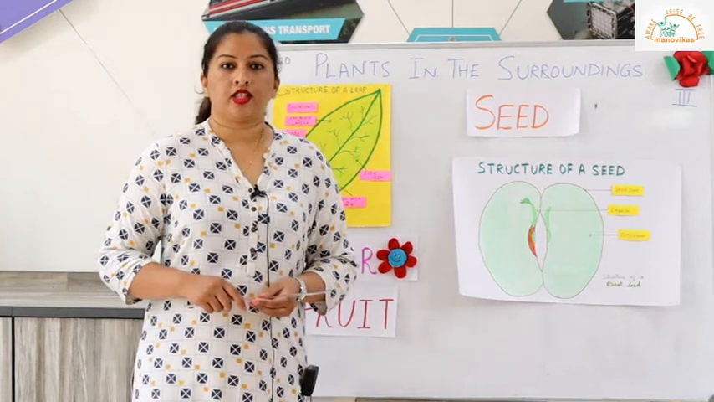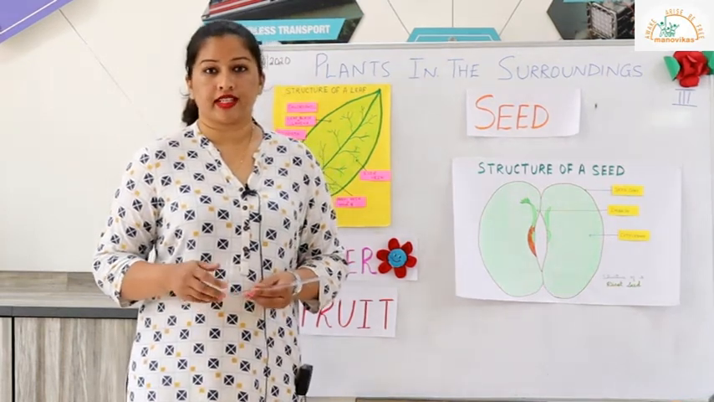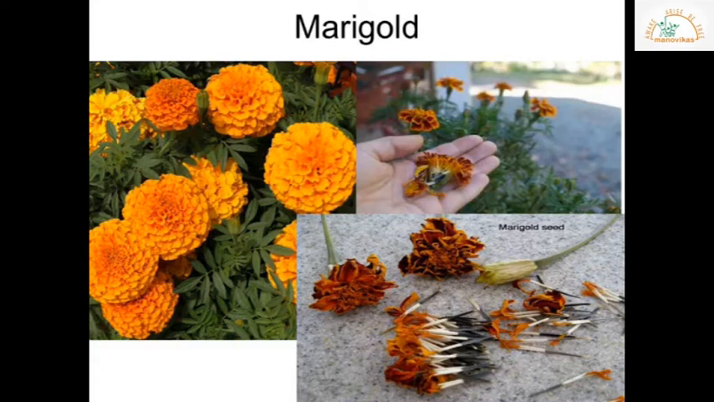Now, some plants produce seeds. For example, marigold is an example of a flower that produces seeds. Look closely at the marigold flower. Just below the petals are the seeds. When they are dried in the sun completely, they can be used to grow more marigold plants.